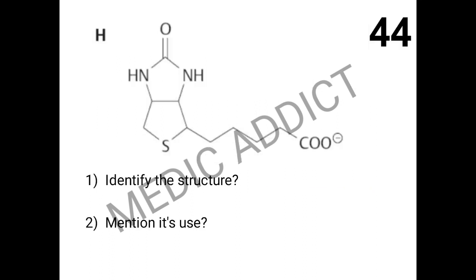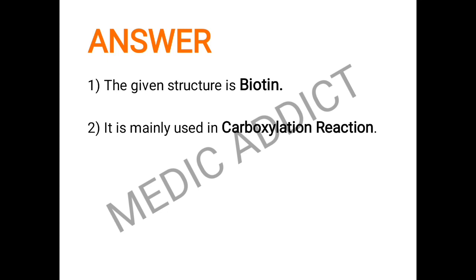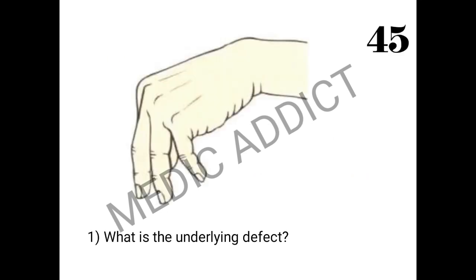Based on the given figure, we have to identify the structure and we have to mention its use. So the given structure is a biotin molecule and it is mainly used in the carboxylation reaction. Let's move to next part.